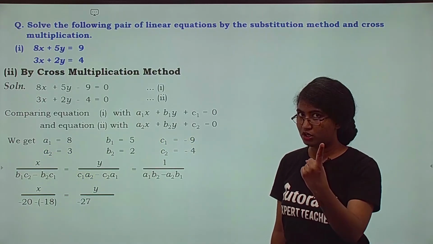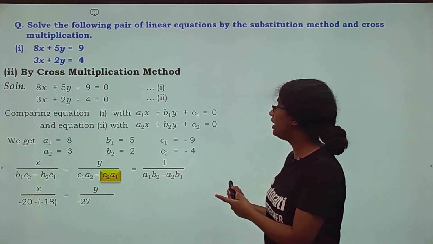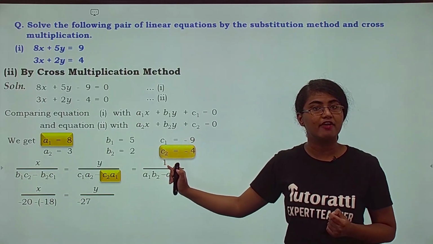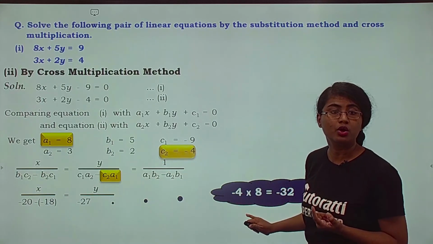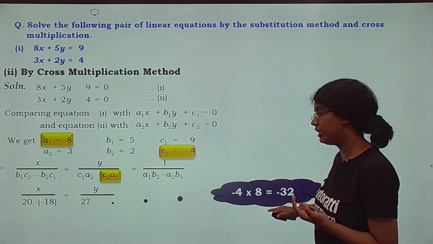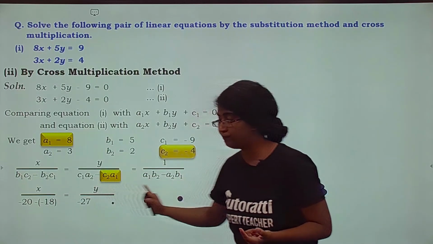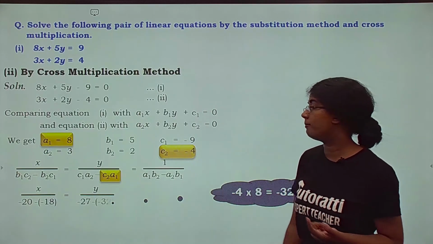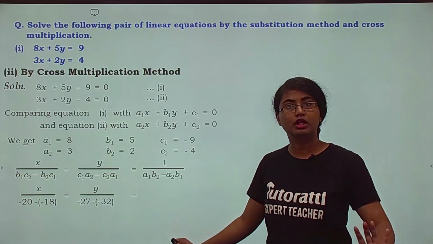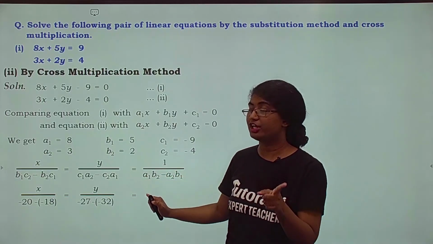We have one more term in the denominator, which is c2 into a1. Locate the terms, c2 into a1. So the multiplication here will be minus 4 into 8. What is minus 4 into 8? Minus 32. Now, minus sign from the formula, minus sign from the multiplication, minus of minus 32. Clear? Excellent. The last ratio, we do not forget the last ratio.